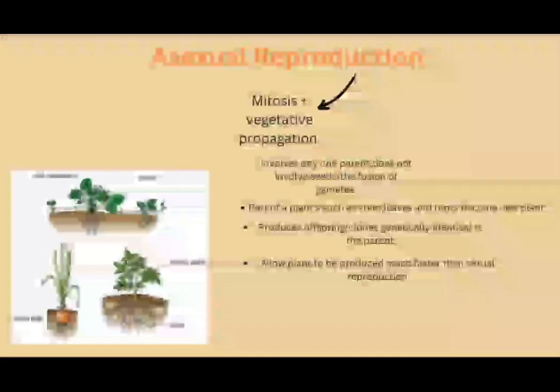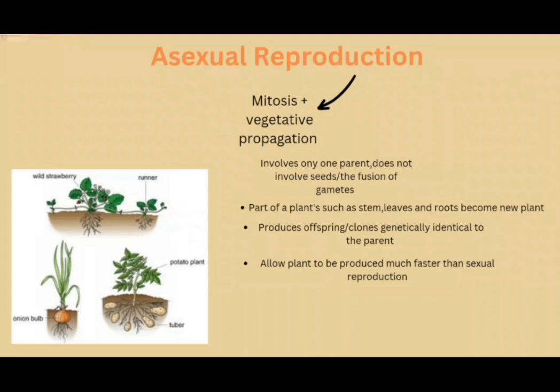Asexual reproduction involves only one parent and does not involve seeds or the fusion of gametes. Asexual reproduction occurs through spore formation, vegetative propagation, budding and fragmentation. Parts of a plant such as stem, leaves and roots become a new plant, producing offspring or clones genetically identical to the parent, allowing plants to be produced much faster than sexual reproduction.